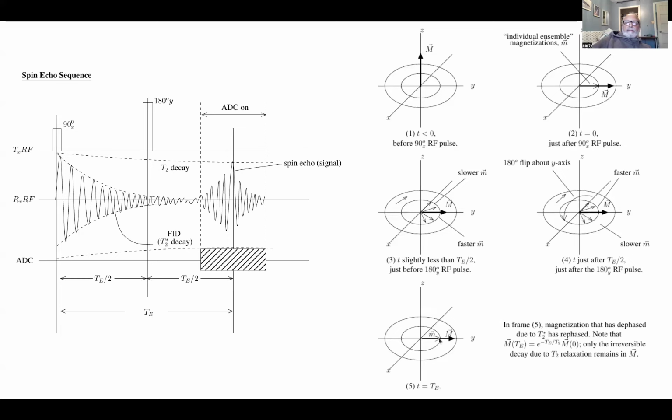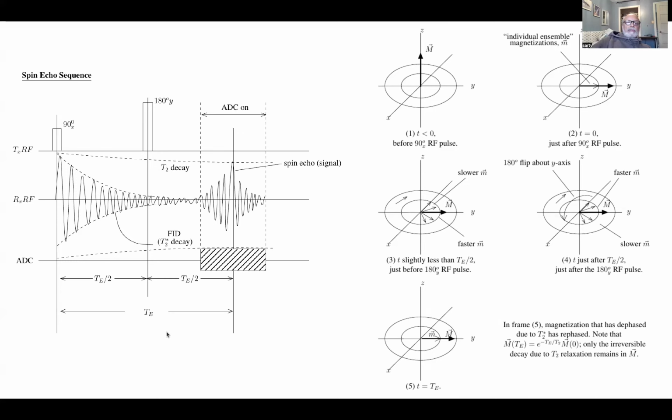And so the magnetization, this little m that you're left with to measure, is smaller than what you originally tipped over from that longitudinal direction. And you end up with a little bit less signal. So that's kind of shown here with this T2 decay envelope. And basically at the echo time, the signal comes back and you basically get this echo. So that's what happens in a basic spin echo sequence.